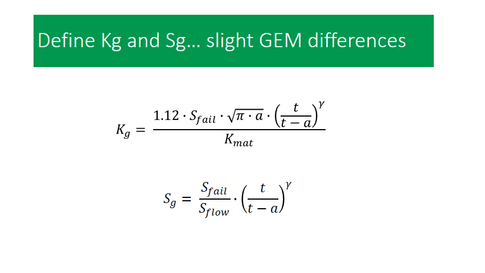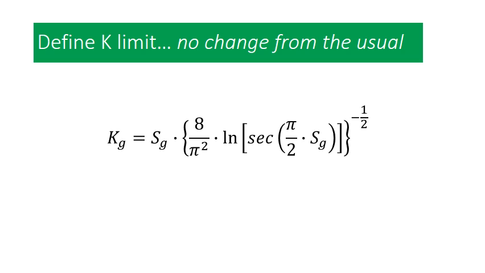And when I go through all that real math, I end up landing on exactly the same spot that the original failure assessment diagram lands on. So my K limit here, there is no change from the usual. And that's kind of a good thing and a bad thing.